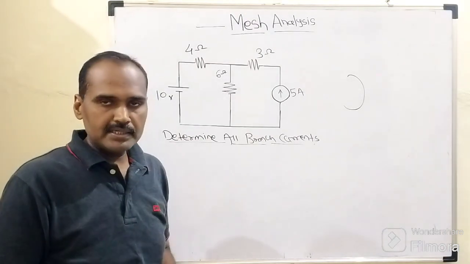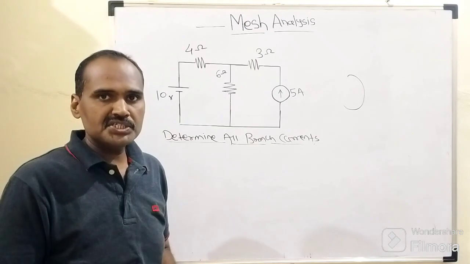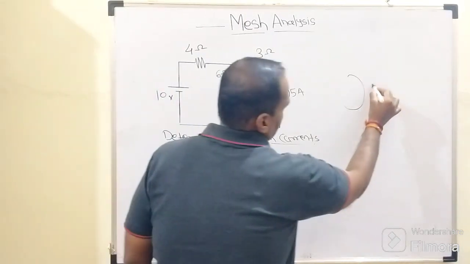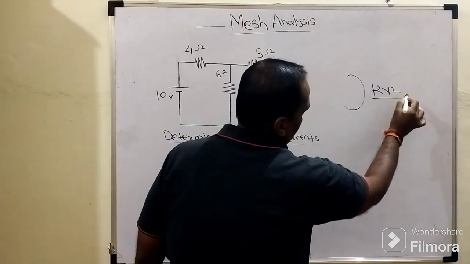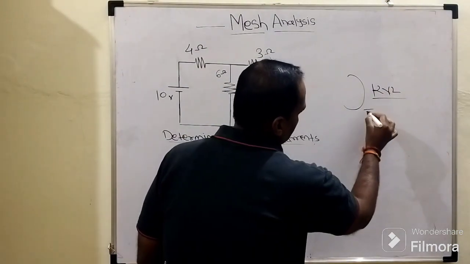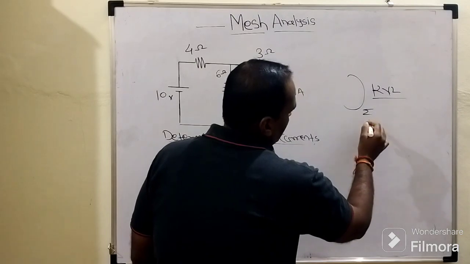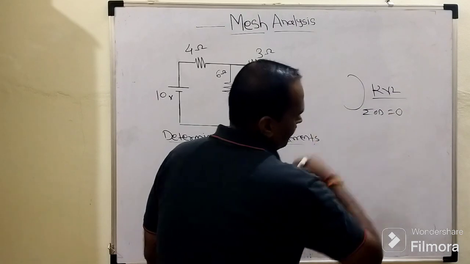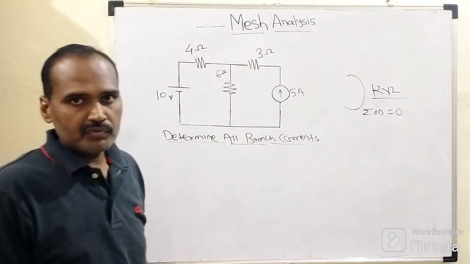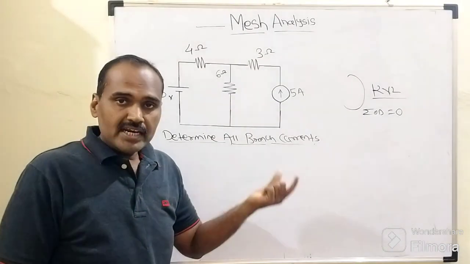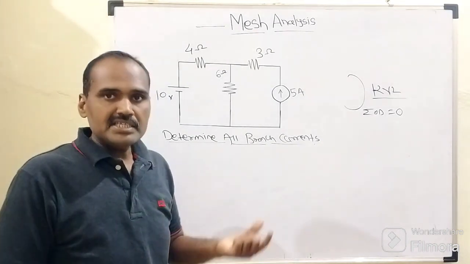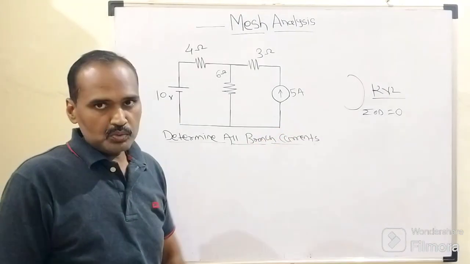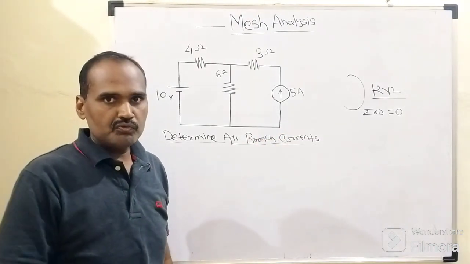Now the first step in this mesh analysis is that we need to determine how many meshes we have in the network. After that we need to apply the circuit analysis strategy, which is nothing but Kirchhoff's voltage law. According to Kirchhoff's voltage law, the algebraic sum of all ohmic drops and energy sources, that is each and every element belonging to that closed conducting path, is equated to 0.